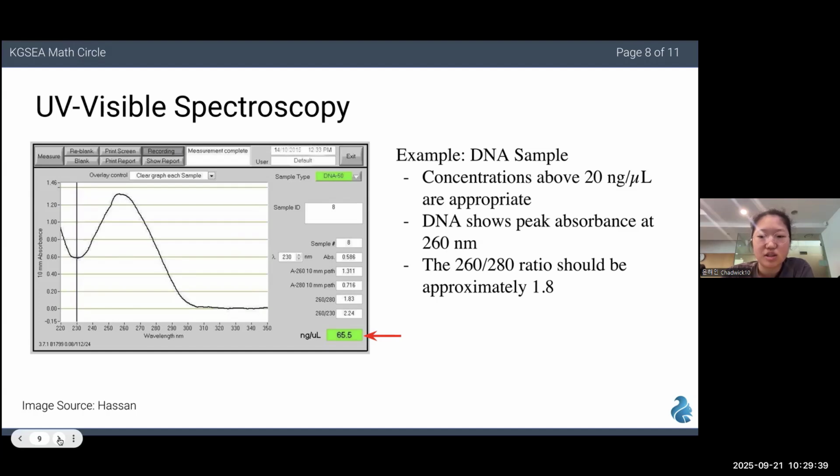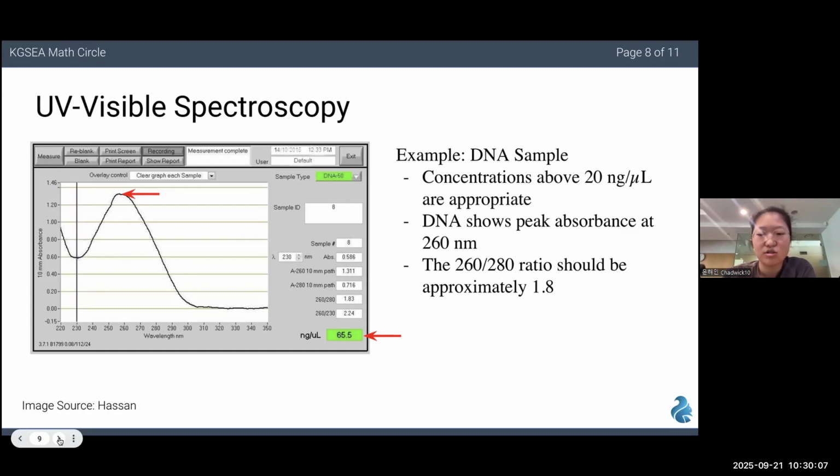Next, we should look at the peak absorbance rate. Since we're looking at the DNA sample, DNA shows peak absorbance at typically 260 nanometers in wavelength. Other biomolecules, such as protein, show peak absorbance at 280 nanometers, which helps us differentiate between the types of biomolecules. Here, the peak is generally around 260 nanometers, which tells us that the sample we're looking at indeed contains DNA.